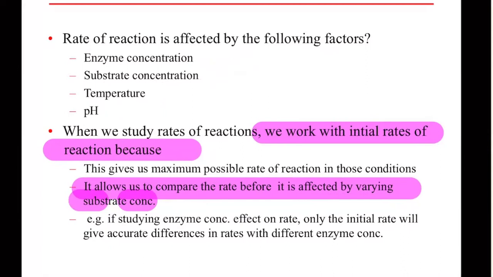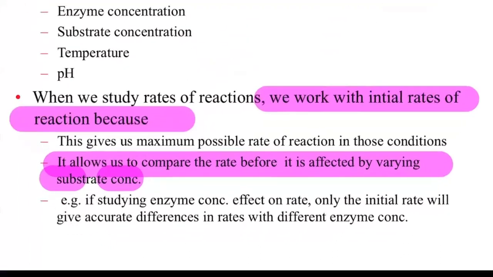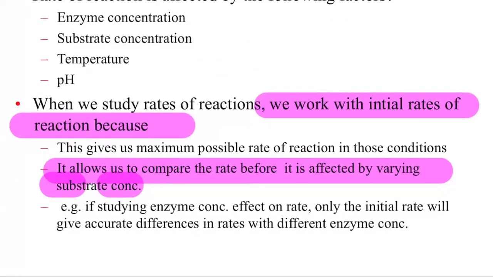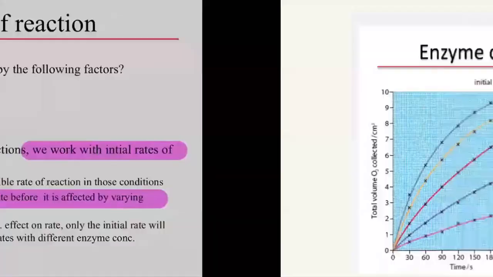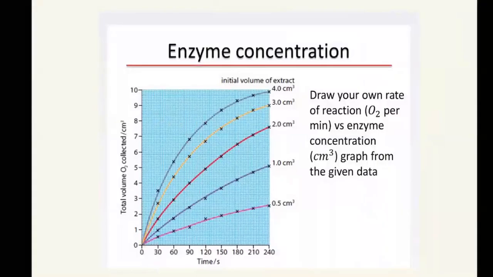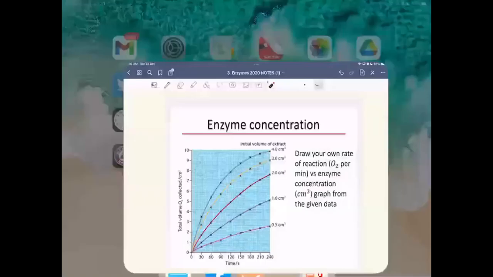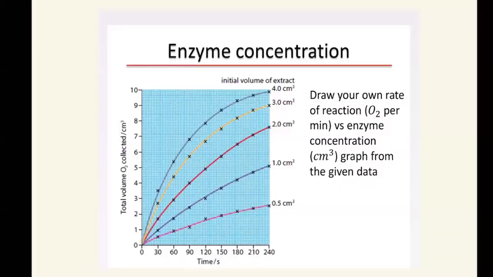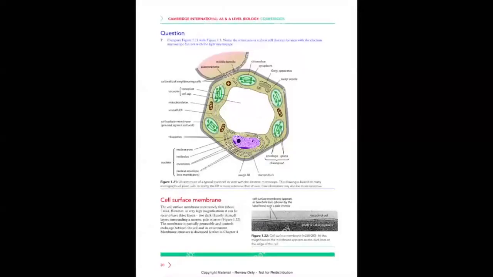ठीक है? क्या लिखा है सबसे last sentence में कि if studying the enzyme concentration effect on rate, only the initial rate will give accurate differences in the rates with different enzyme concentrations. इस चीज का हमें पता चलेगा इस ग्राफ से. In fact, you know, the best thing would be that let's go to the textbook and let's read a bit of enzymes from over there. वहां पे हम पढ़ लेते हैं.